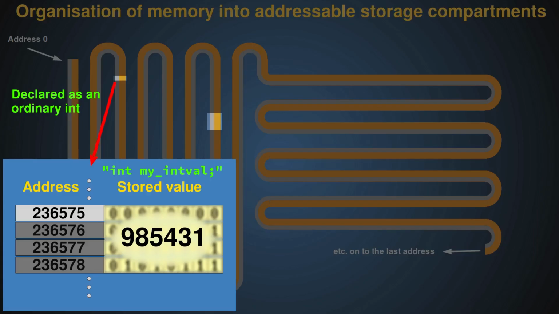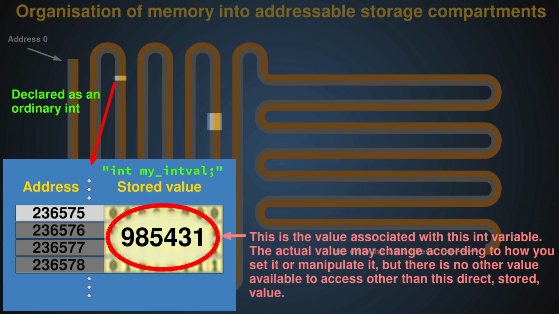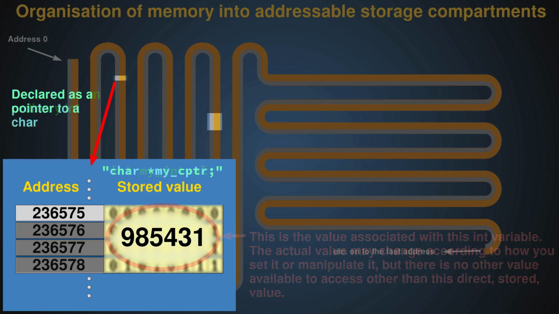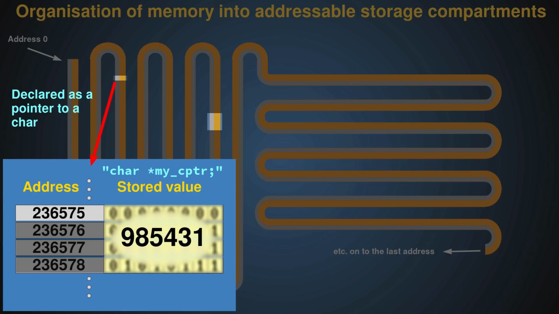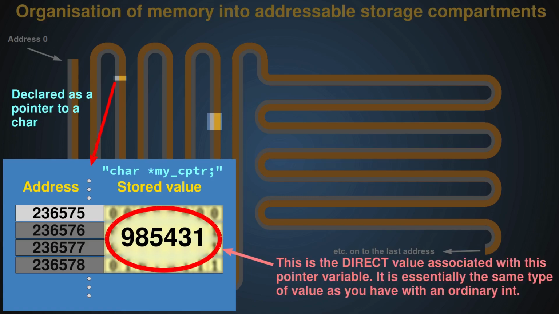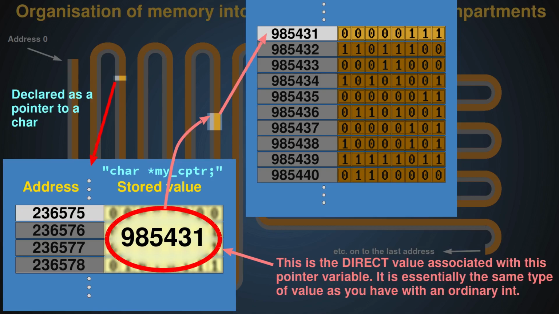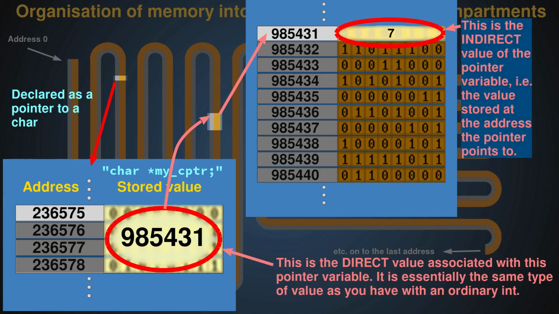The second reason for a separate pointer data type is that, unlike standard integer data type variables, which only have one value associated with them, the value stored in their own memory block, pointers have two values associated with them. The first, which we can call the direct value, is the value stored in their own memory block, which is the integer representing a memory address location. The second, or indirect value, is the value stored at the memory location which that address number points to.